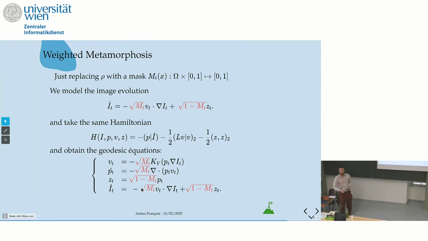And so that's why the next iteration was to add a mask to control this parameter rho locally. There are smooth temporal masks going from 0 to 1. And we just interchange the rho with the mask here, and we get very similar equations to what we had before.